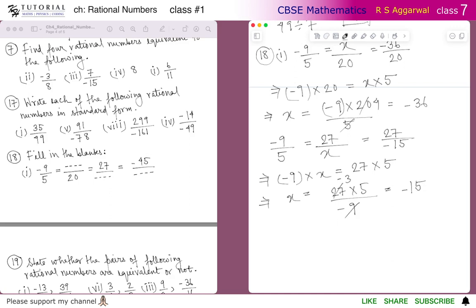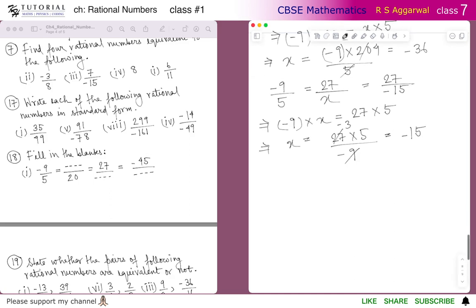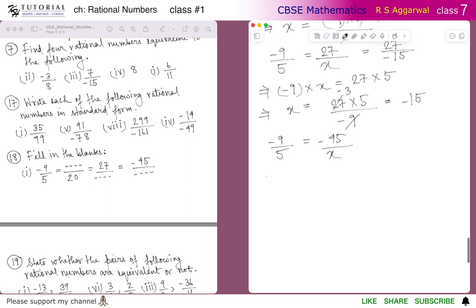The first blank is minus 36. And it is also given that minus 9 by 5 is also equal to minus 45 by blank. I am considering it as x. This implies, if these two rational numbers are the same, then we will do cross product and equate the two products. So minus 9 multiplied by x has to be equal to minus 45 multiplied by 5. So from here we can say that x equals minus 45 multiplied by 5 divided by minus 9.